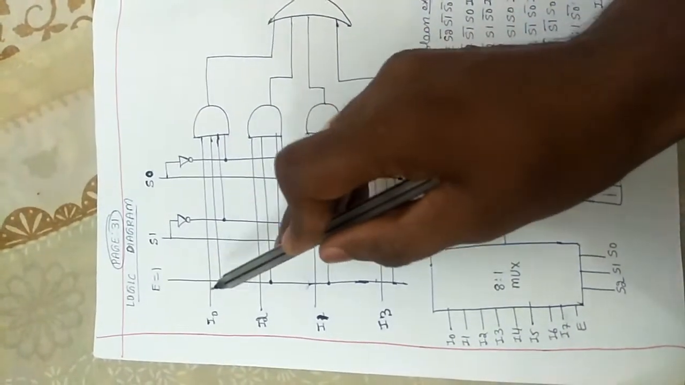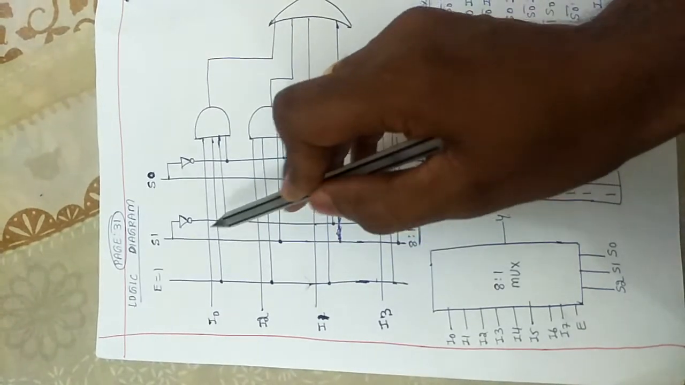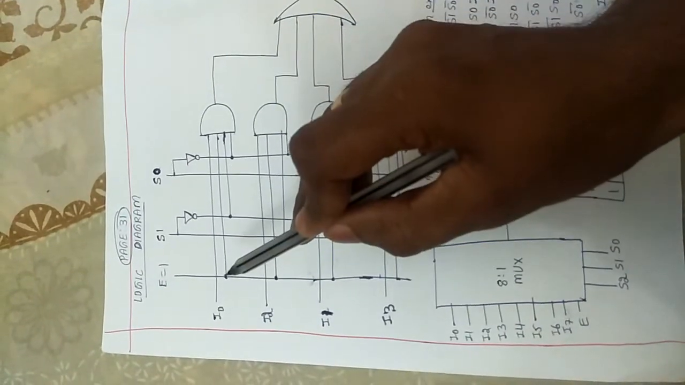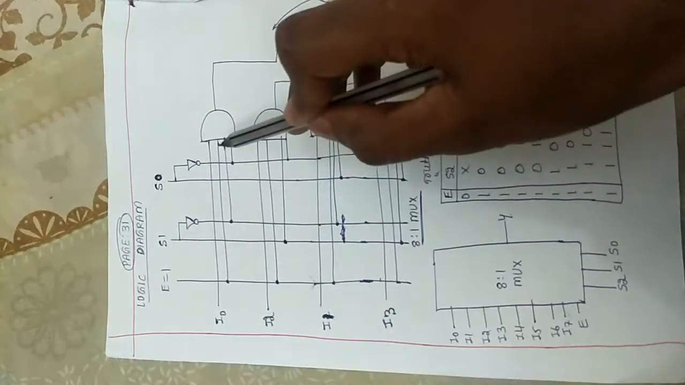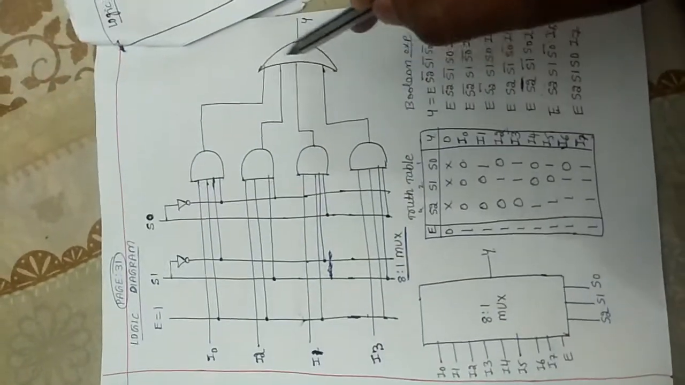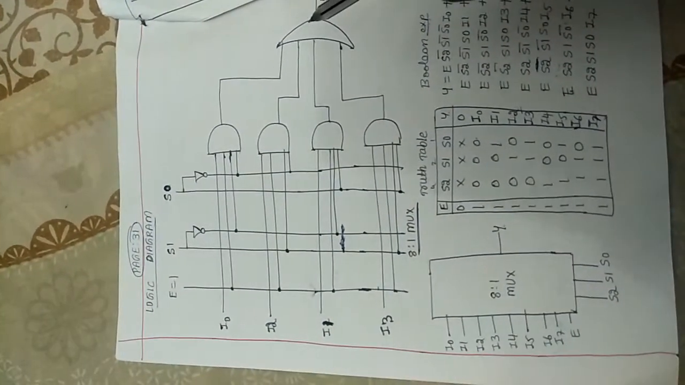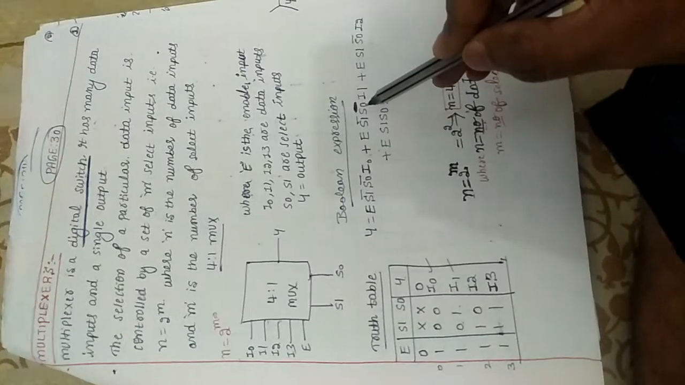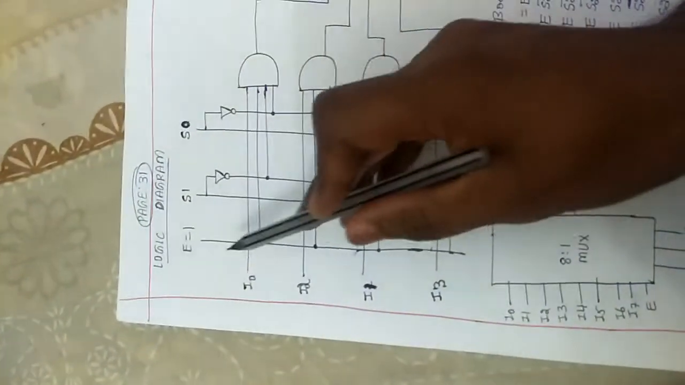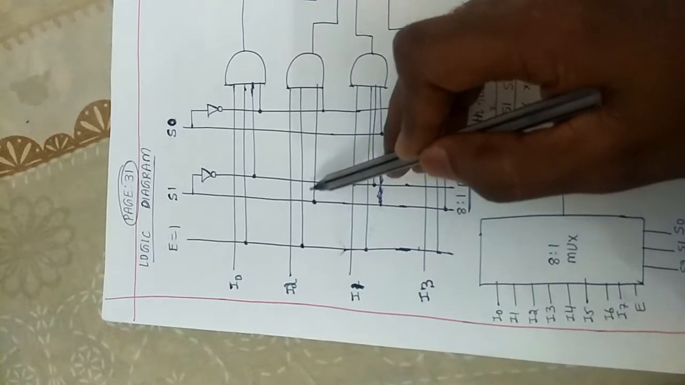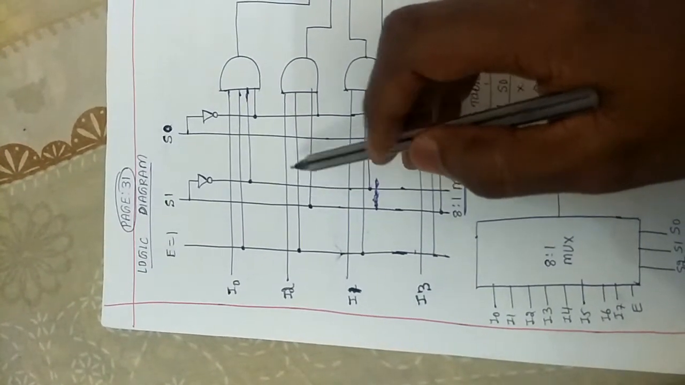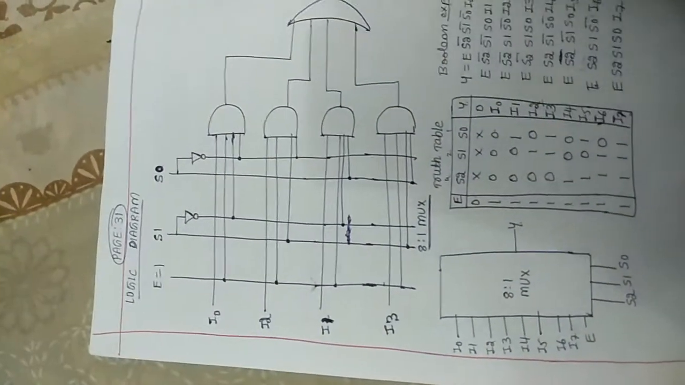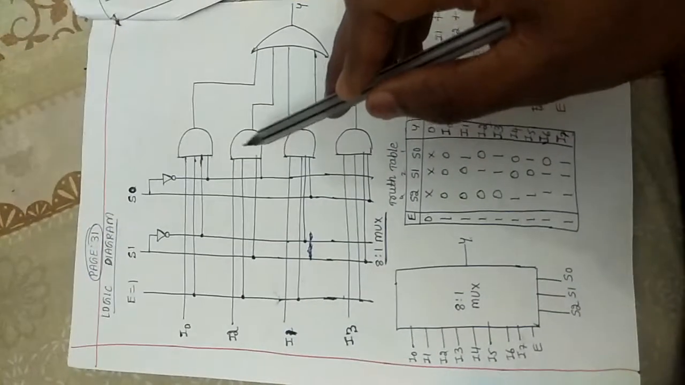For the first term, E is equal to 1 with the 0 0 combination. Here you will get S1 bar, S0 bar, and then E equal to 1 and I0. Multiply all these, and at the end you have to do OR. For the second term you have E, S1 bar, S0, I1. Then E, S1, S0 bar, I2. In this way you have to realize the logic diagram.